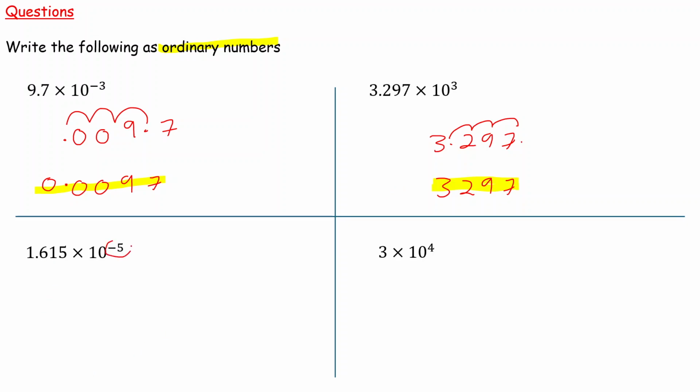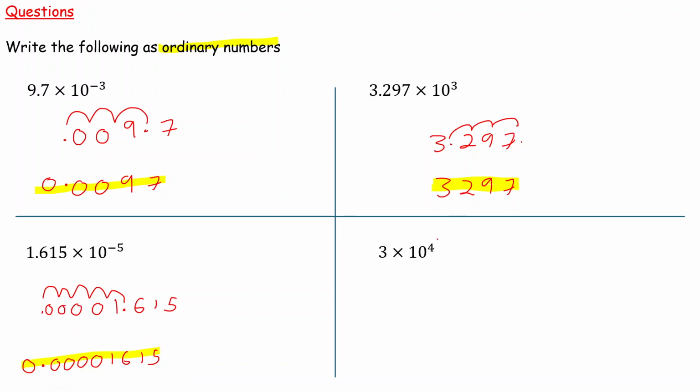Again, it's going to be a really small number. You've got a negative power. So we've got 1.615 times 10 to the power of negative 5. So going back by 1, 2, 3, 4, 5 spaces. It's going to be 0, 0, 0, 0. So we're going to be writing it as 0.00001615. Just be really, really careful when you do this, okay, that you're writing it carefully because it's easy to miss off a 0. So just be careful with that. Okay, and there is your answer.